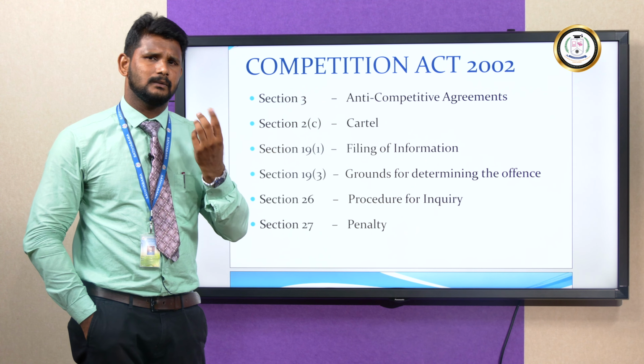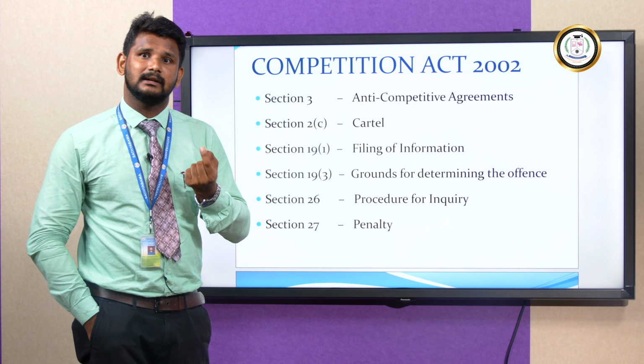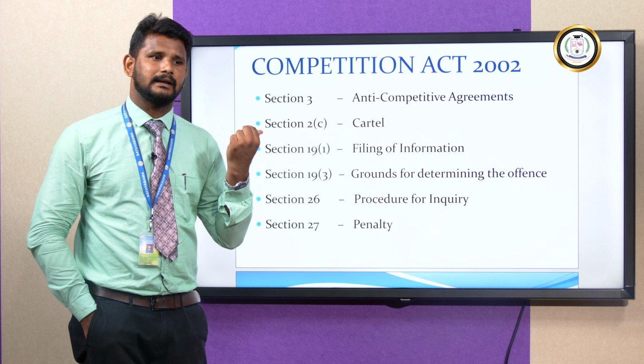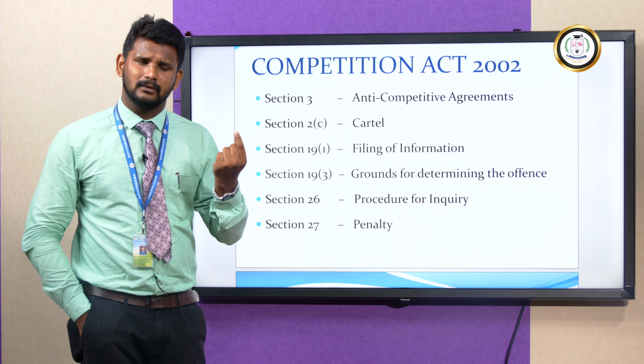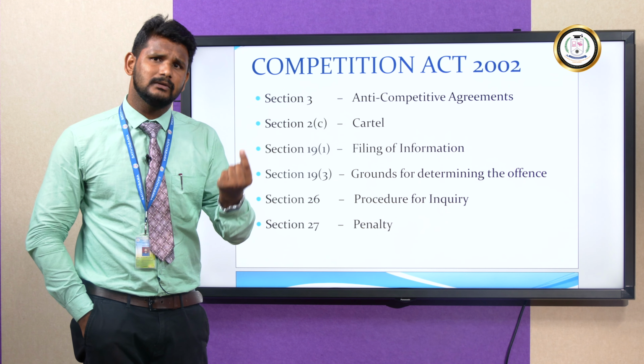Subsection 1 reads that any agreement which has a tendency or which causes an appreciable adverse effect on competition is called an anti-competitive agreement. I will repeat the term again. Any agreement which has a tendency or which causes an appreciable adverse effect in a market is called an anti-competitive agreement. Now, here the definition is not exhaustive, it is inclusive in nature.